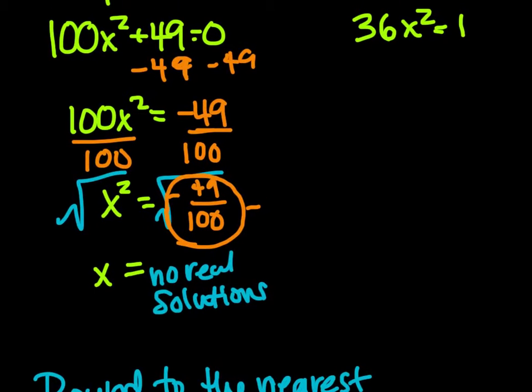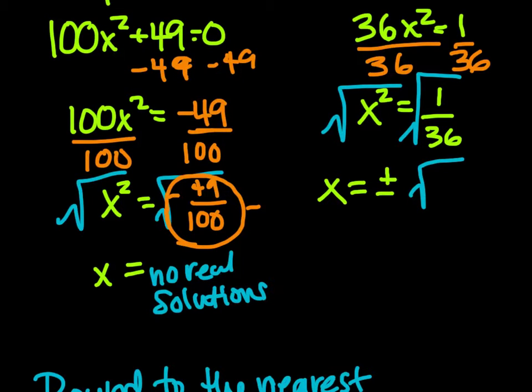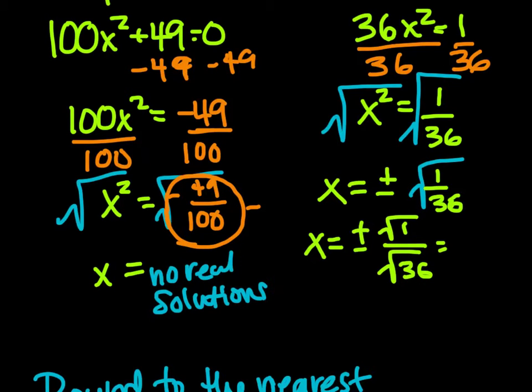So let's try another little problem. We have 36 x squared is equal to 1. Our last little step we need to do is divide by 36 on each side. So we'll just simply have x squared is equal to 1 over 36. Take the square root of both sides. So we have remaining x is equal to plus or minus the square root of 1 over 36. So that means x is equal to plus or minus the square root of 1 over the square root of 36, which is also equal to plus or minus 1 over 6, because the square root of 36 is 6 and the square root of 1 is 1. So there is our final answer. It could either be a positive 1/6 or a negative 1/6.